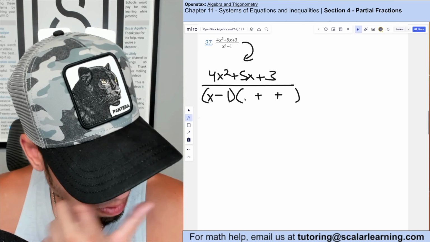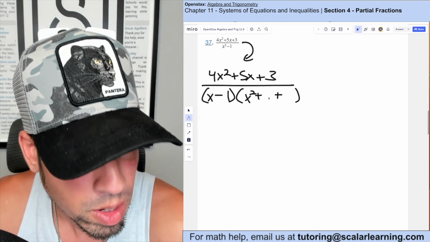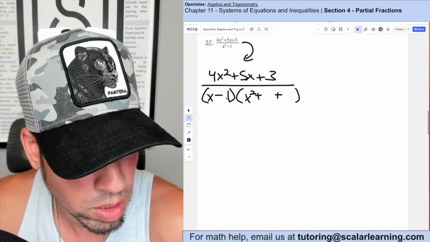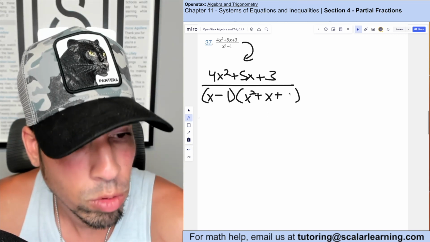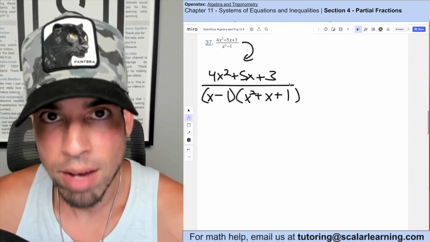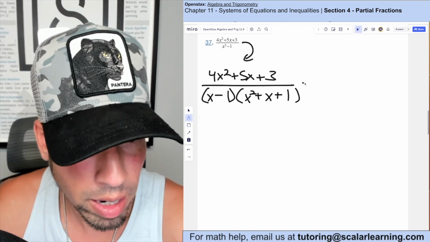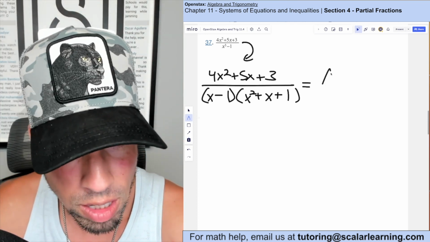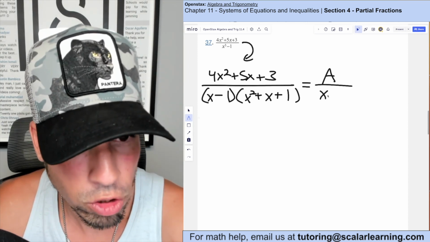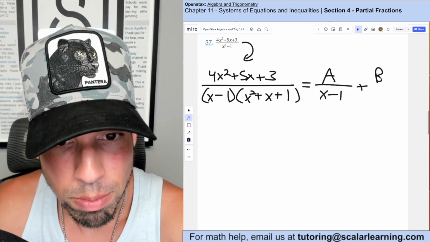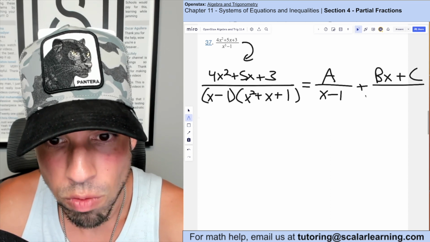And then over here, we have this first term squared. Then in the middle, we have x times 1, these two multiplied against each other, which is x. And then over here, we have this term squared, which is 1. Okay, now we have that nice format that we're used to, and now we can do our fraction decomposition. So we got a over that first linear term, x minus 1, plus bx plus c over the quadratic.